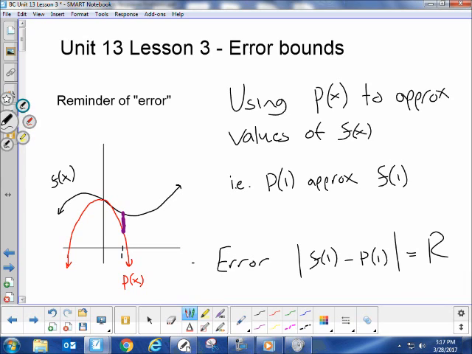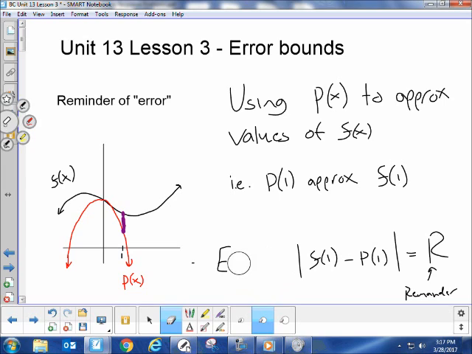Sometimes we like to call that the remainder, R. Sometimes we'll call it E, or error. Okay, doesn't matter.